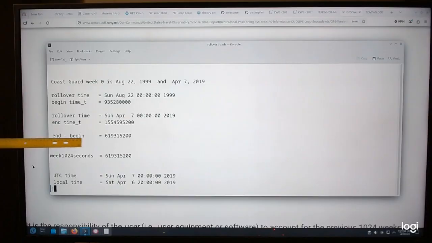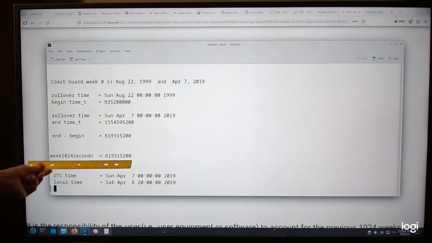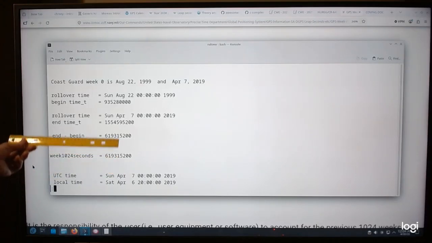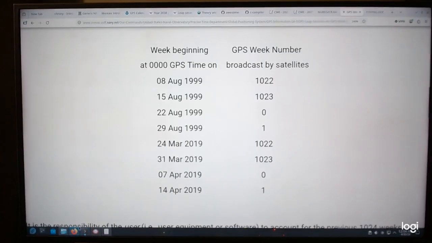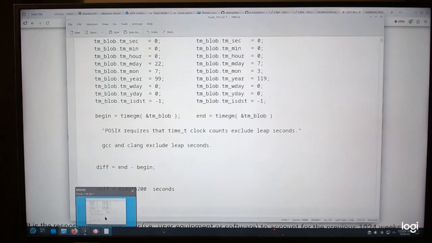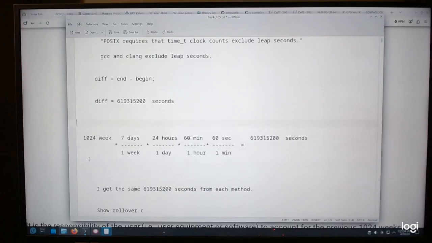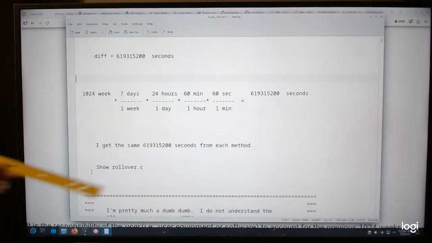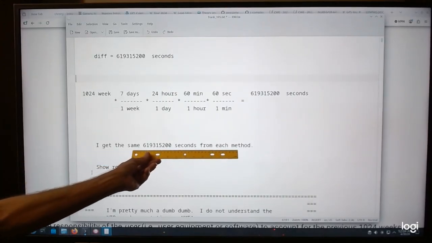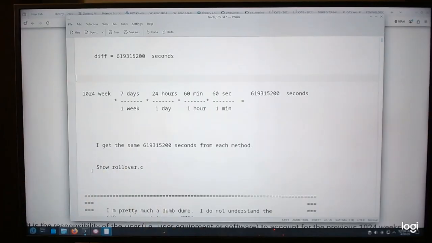The end minus the begin: 619 million seconds. And then calculating it the conversion way, I get the same answer. So I'm pretty confident that we got the same. There's that many seconds in each epoch.